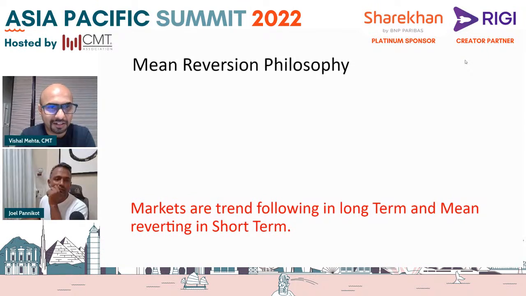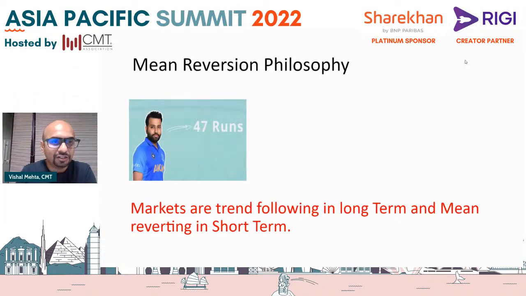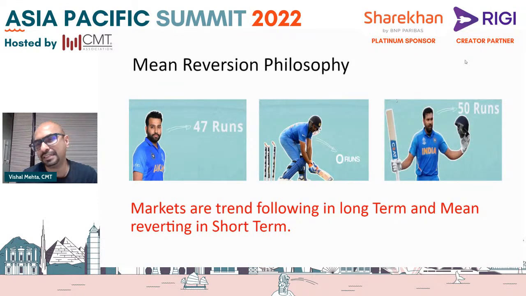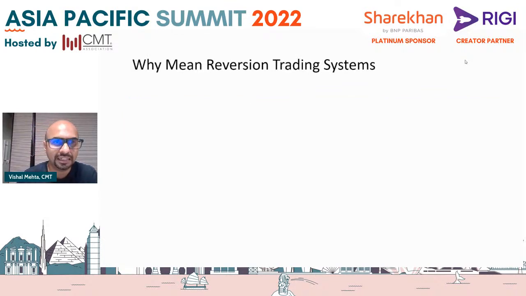Sounds awesome. So let me talk about the mean reversion philosophy. We have Rohit Sharma, who is doing brilliantly well. His ODI average is 47 runs. He comes and gets out on zero, and we are not very happy about it. But in the next match, he comes and scores 50. What did he classically do? He has actually reverted to his mean.